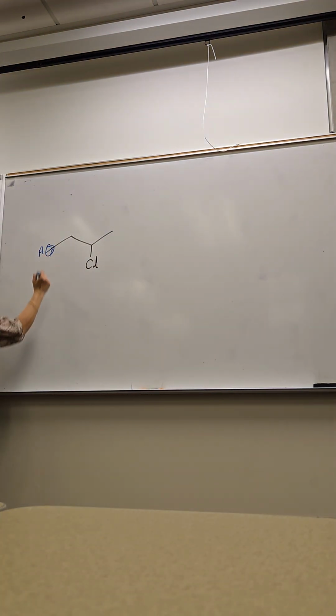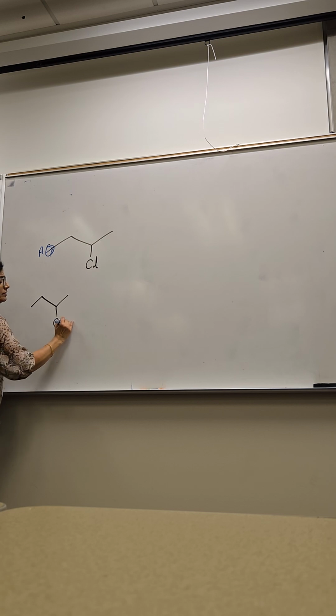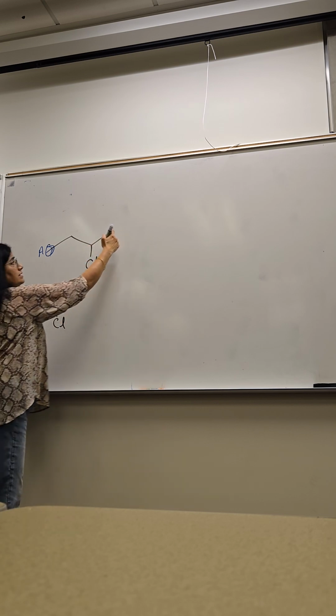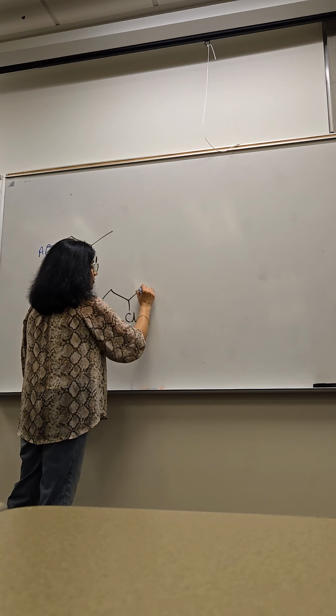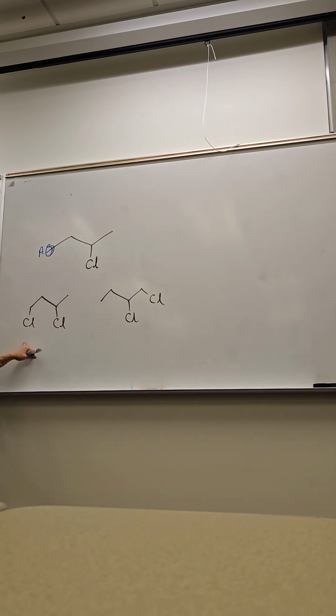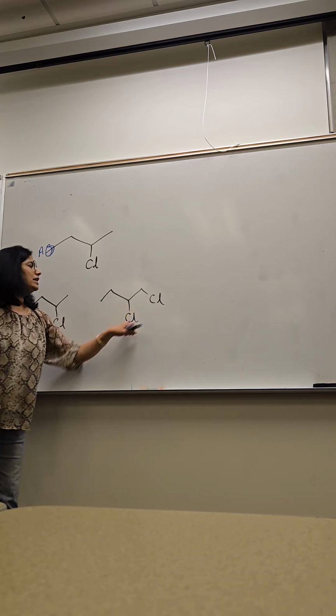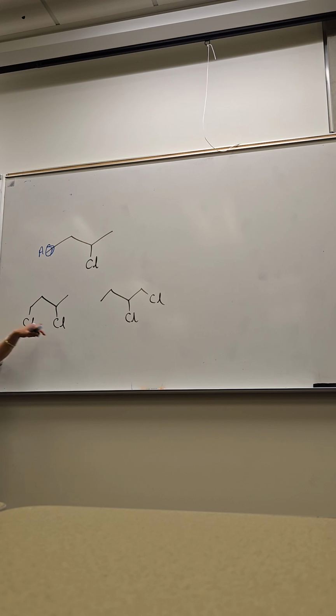What if I replace one of those with a Cl, versus I replace one of those with a Cl? Do I get the same compound? No. Do you guys see? That's 1,2-dichlorobutane. This is 1,3-dichlorobutane. They're structural isomers. They're not the same.